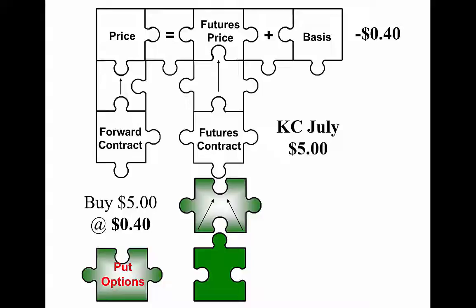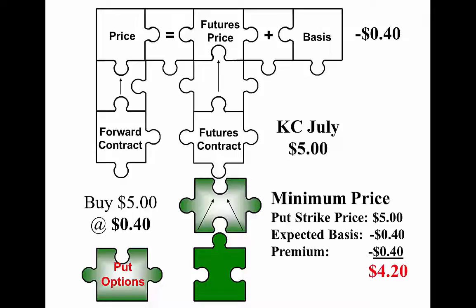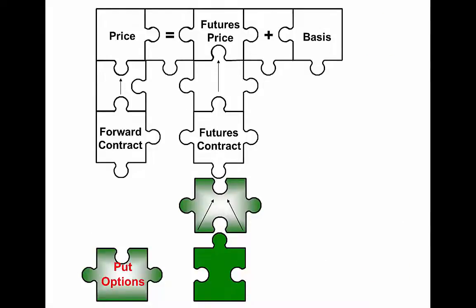It's in 10-cent increments. It could have been $4.60, $4.70, $4.80, $5.10, $5.20. Could have been anything in 10-cent increments, but we selected $5 at 40 cents. So our expected minimum price is $4.20. That's our $5 strike price minus a 40-cent expected basis minus a 40-cent premium gives $4.20. Now we don't know what the basis is going to be in June, so this is an expected minimum price, not an actual minimum price.